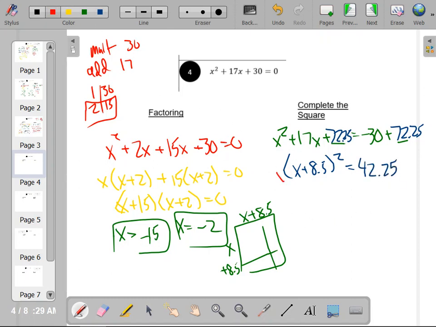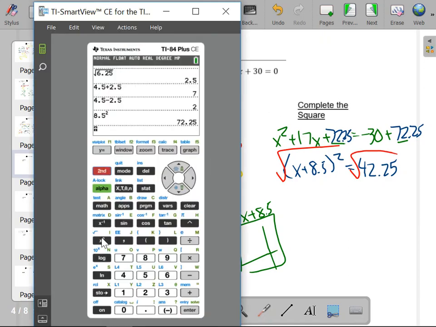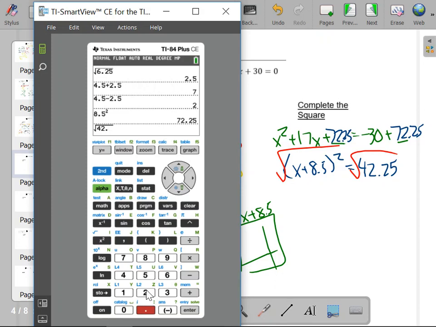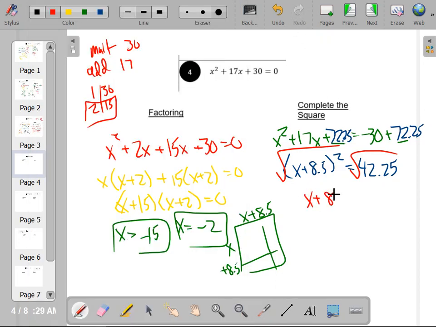Now, we square root both sides. So we're going to square root 42.25, which is 6.5. So x plus 8.5 equals plus or minus 6.5. And when you get x by itself, you have to undo the addition. So you're going to subtract 8.5 on both sides, and then you have to add or subtract the 6.5. So negative 8.5 plus 6.5, that's negative 2.